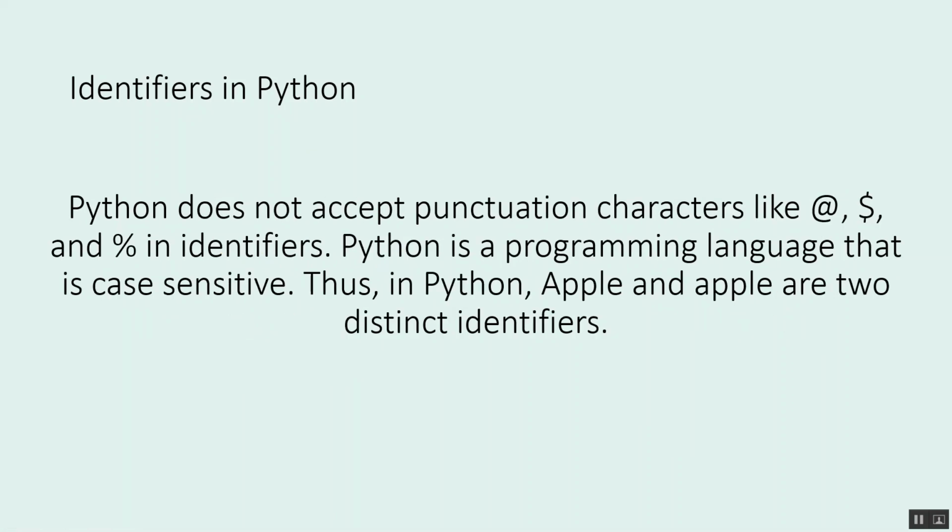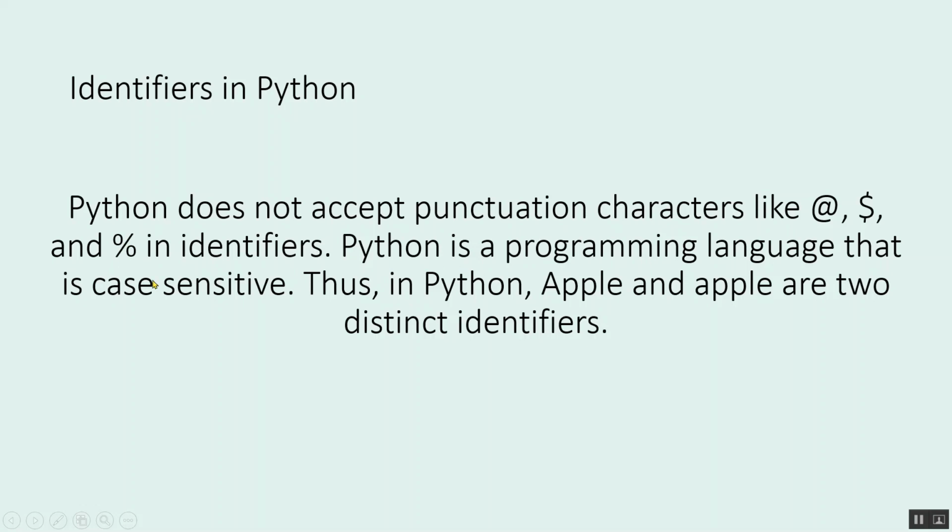It says here Python does not accept punctuation characters like at, dollar sign, and modulo or percentage in identifiers. Actually, this percentage has a different meaning. It means that it only gets the remainder of two integers. So when divided, we will get the remainder. That's the meaning of this percentage.